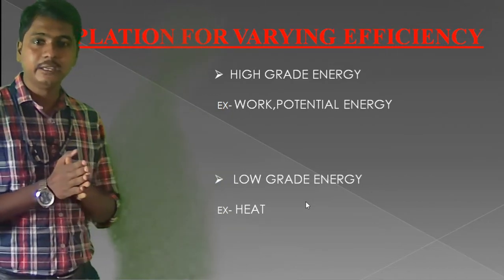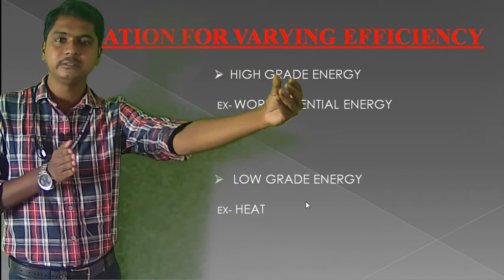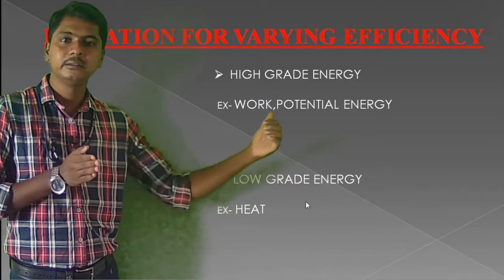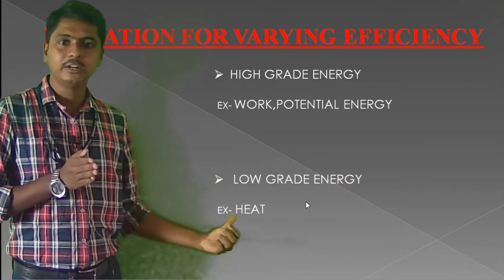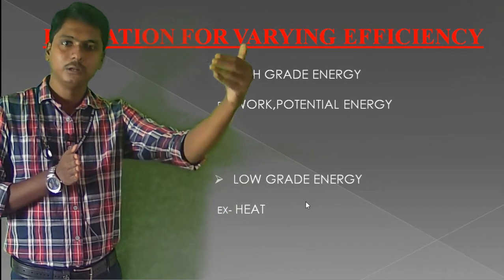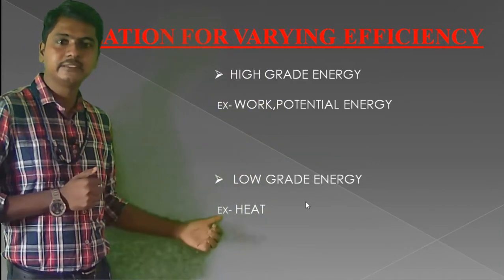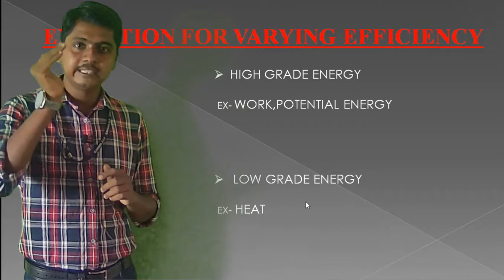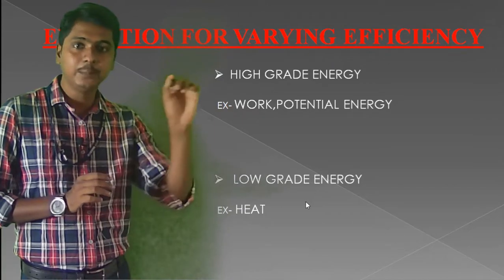Now what is high grade energy? A type of energy that can be completely converted into other types of energy comes under high grade energy. For example, work, potential energy, etc. Opposite to that, what is low grade energy? If energy cannot be completely converted into other types of energy, then that comes under low grade energy. The example is heat. In the second law of thermodynamics, heat engine cycles, refrigerator cycles and heat pump cycles are there.